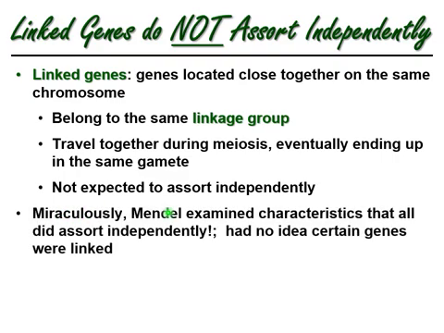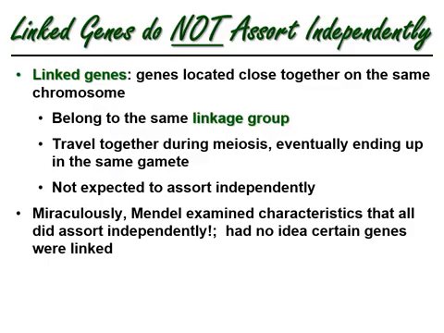Miraculously, Mendel examined 7 characteristics that all did assort independently. He didn't know, but they were on different chromosomes. They were not close together on the same chromosomes. And so he had no idea that certain genes could be linked. He didn't run into that. That wasn't his problem, and that's fine. That would have thrown off some ratios, and mathematically, it would have made it very difficult to decipher his data.